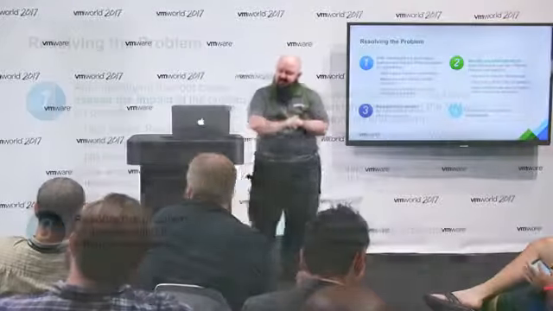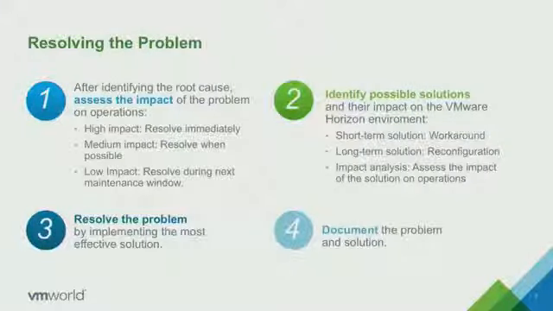Once you got the root cause, determine how impactful it is, find a solution, resolve the problem, and the last one is the most important one. This is a problem we have in IT, right? This is a known issue, right? Oh, we'll document it tomorrow. No. Document it then. Tomorrow never happens, right?